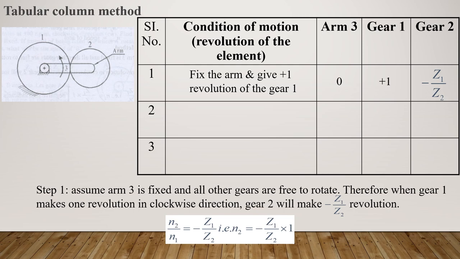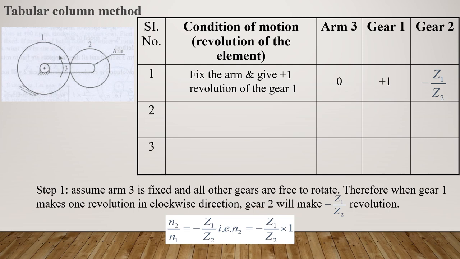What will be the speed of gear 2? It is also 1? No. Okay, so it will have some value, so we have to calculate that speed. How to calculate? By using the train value relation. In the train value relation, you have n2 by n1, which is equal to minus z1 by z2.